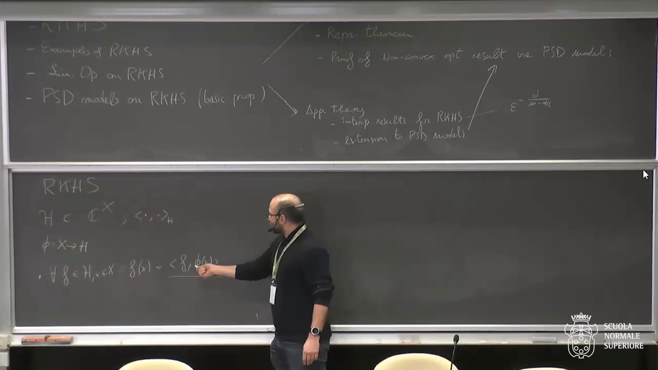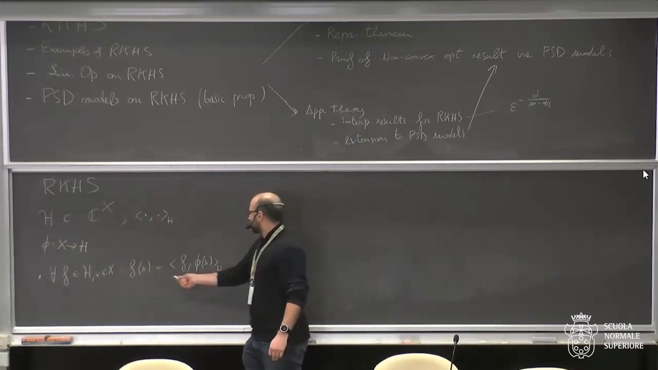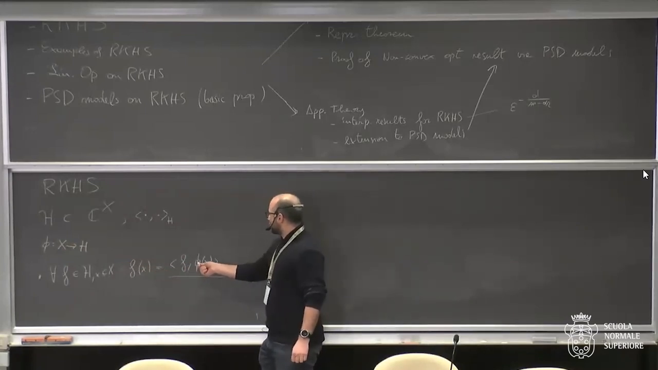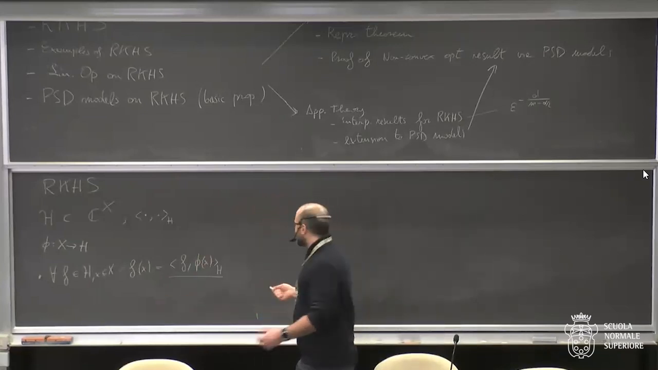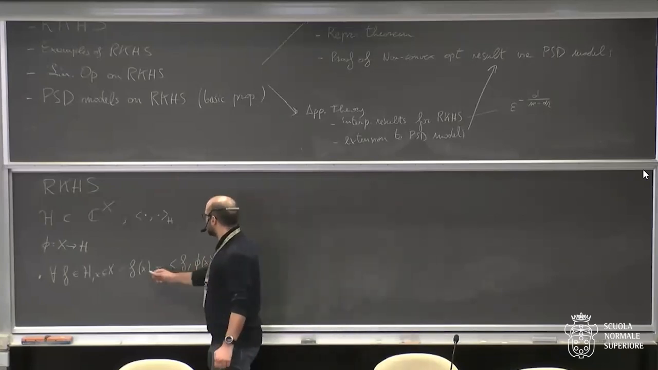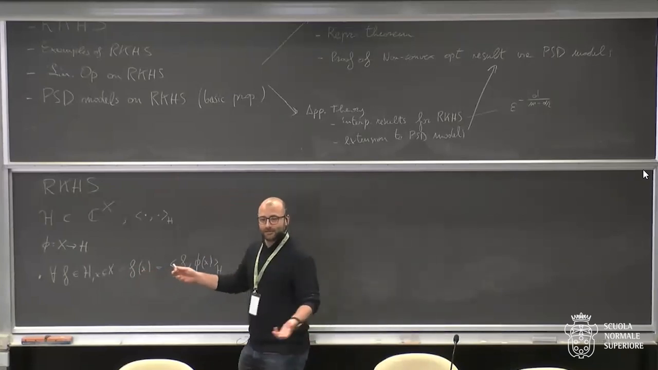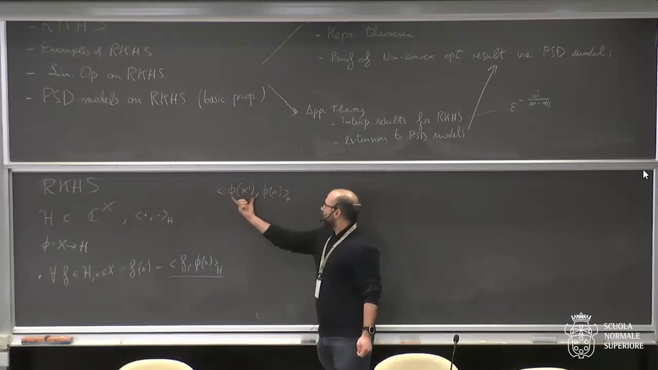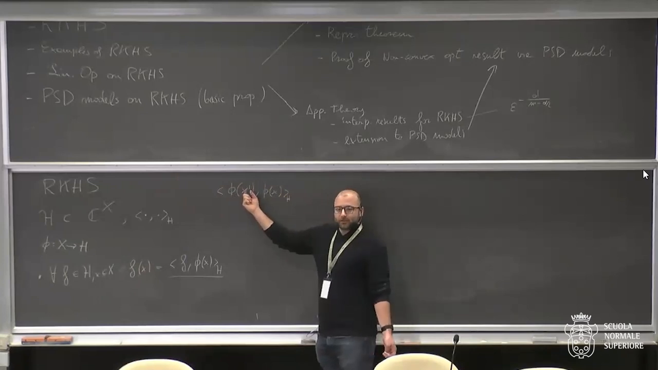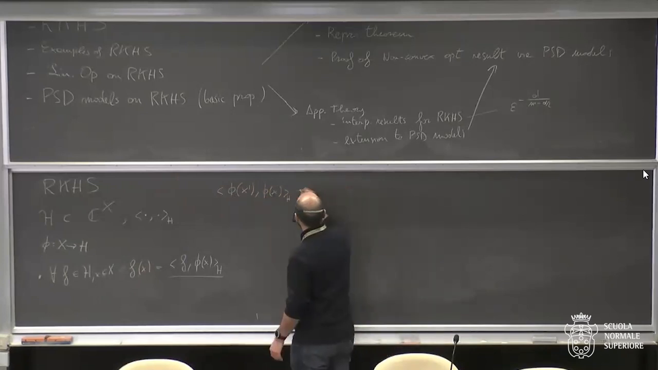Well, any function in H can be evaluated by using the evaluation functional, which is itself another function in H. So there is a kind of interesting situation when you want to evaluate the evaluation functional itself. What happens if you do this? We say that the evaluation functional is a function, so we can evaluate it. And this is called the kernel.